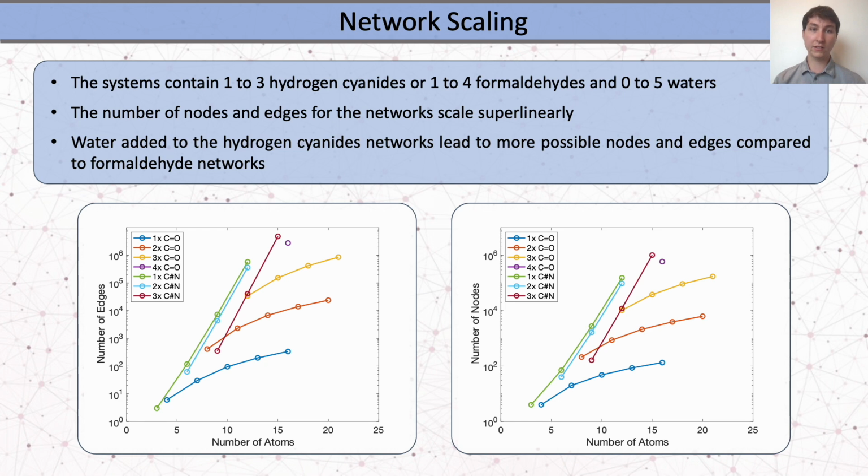So our networks scale superlinearly. The systems that we look at contain either 1 to 3 hydrogen cyanides or 1 to 4 formaldehydes, and anywhere from 0 to 5 waters. And we can see the number of nodes and edges for these networks scale superlinearly. And we can see when we add water to the hydrogen cyanide networks, this leads to many more possible nodes and edges compared to the formaldehyde networks, which causes the networks to grow much more rapidly.